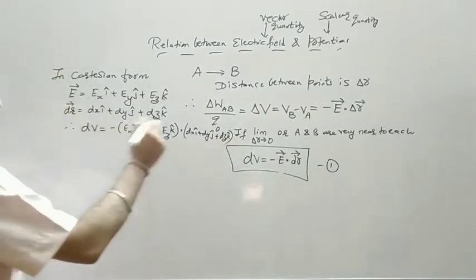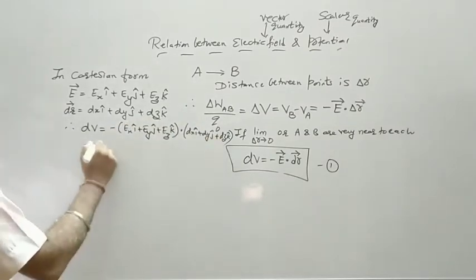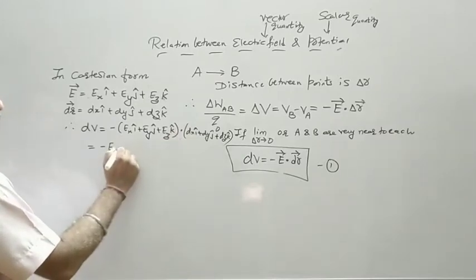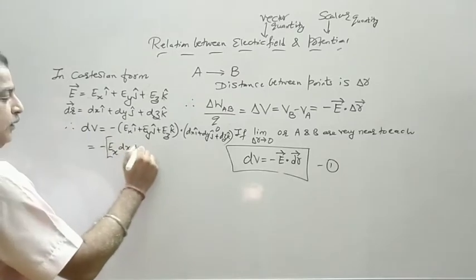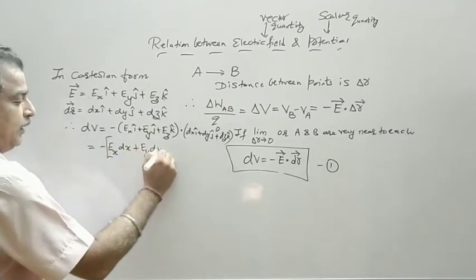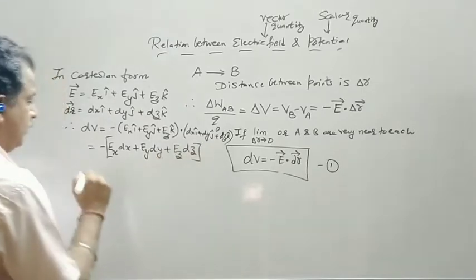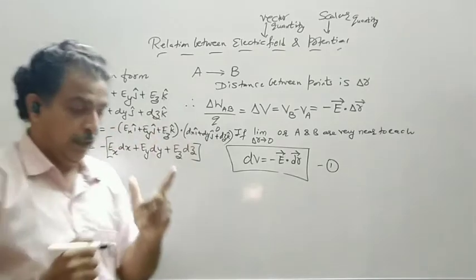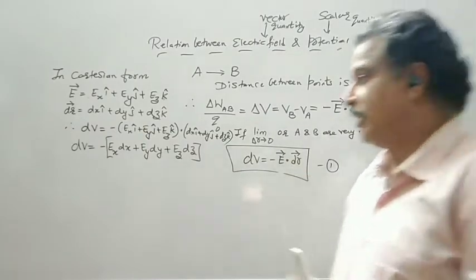i cap multiplied by j cap comes out to be 0. So if I substitute all this, do the dot product, it comes out to be minus, taking the minus common, Ex dx plus Ey dy plus Ez dz. Now this is our change in potential. We will see how the numericals are done on the basis of this theory.